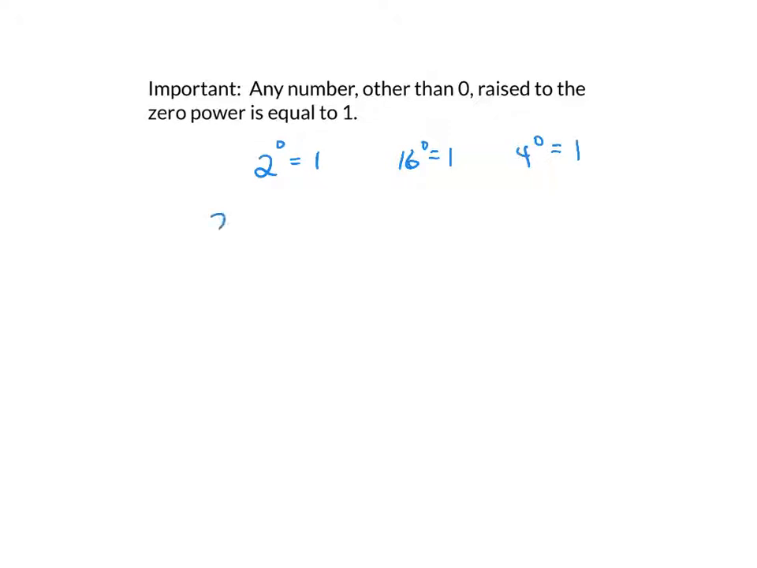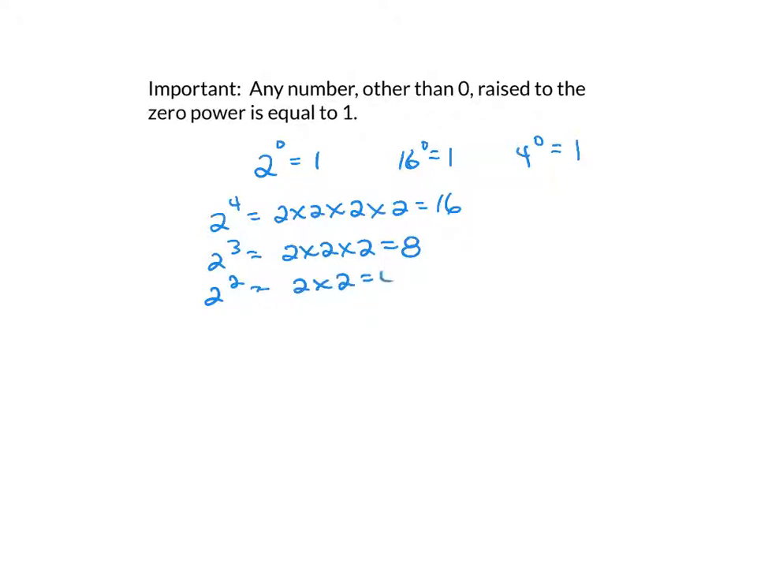I'm going to set up a series of problems here that we're going to go through and solve. 2 to the fourth power, as we said, means 2 times 2 times 2 times 2, which if you multiply all those, you get 16 for an answer. 2 to the third power means 2 times 2 times 2, which is equal to 8. 2 to the second power means 2 times 2, which is equal to 4. 2 to the first power just means you have 2. So it's just equal to 2.